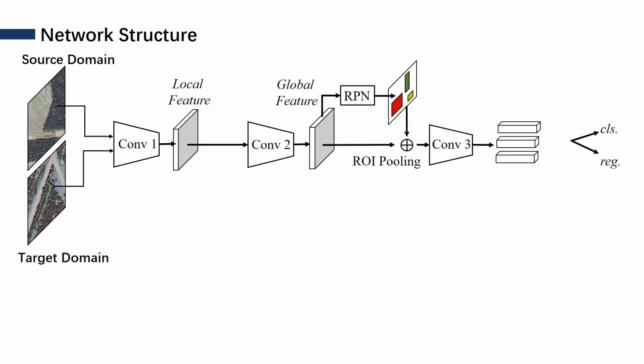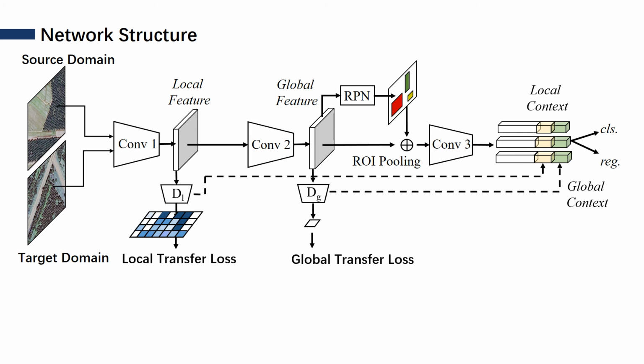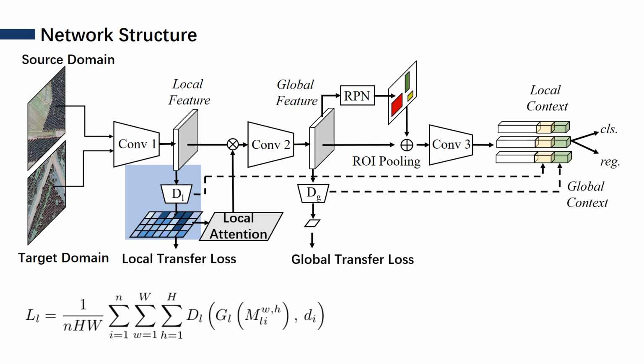In this part, we introduce our method in detail. We named our method CROPT. CROPT contains three losses: local transfer loss, global transfer loss, and Faster RCNN loss. The local transfer loss and the global transfer loss are generated by a local domain discriminator and a global domain discriminator, respectively. We adopt cross-entropy loss as the local transfer loss, while we utilize focal loss as the global transfer loss. Additionally, CROPT includes context vector-based regularization like Strong-Weak.